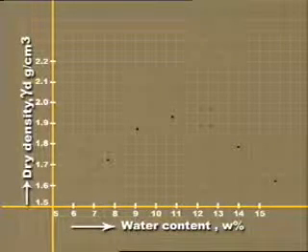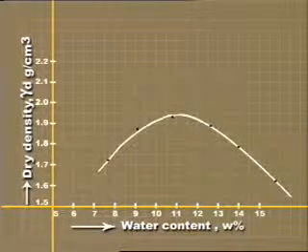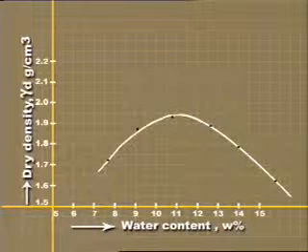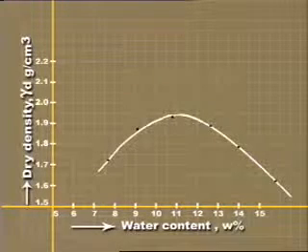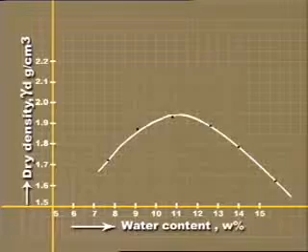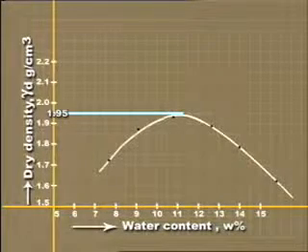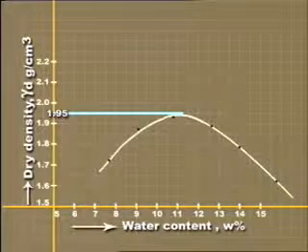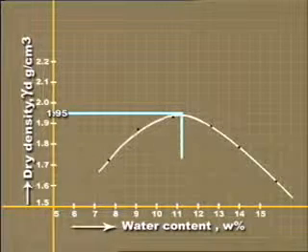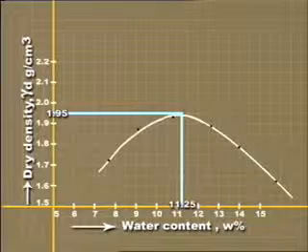Draw a graph plotting water content on the horizontal axis and dry density on the vertical axis. Join all the plotted points smoothly. This gives the relationship between water content and dry density for the tested soil. From the curve, read maximum dry density and optimum water content, which is gamma d equal to 1.95 gram per centimeter cube and water content is 11.25%.